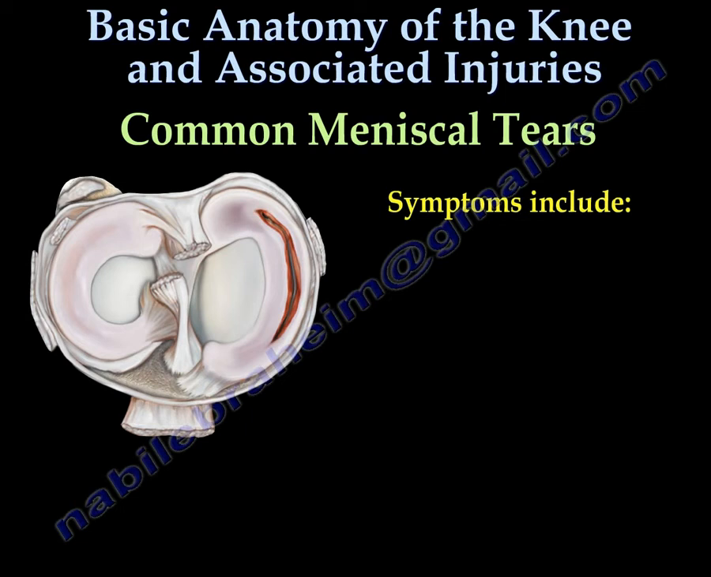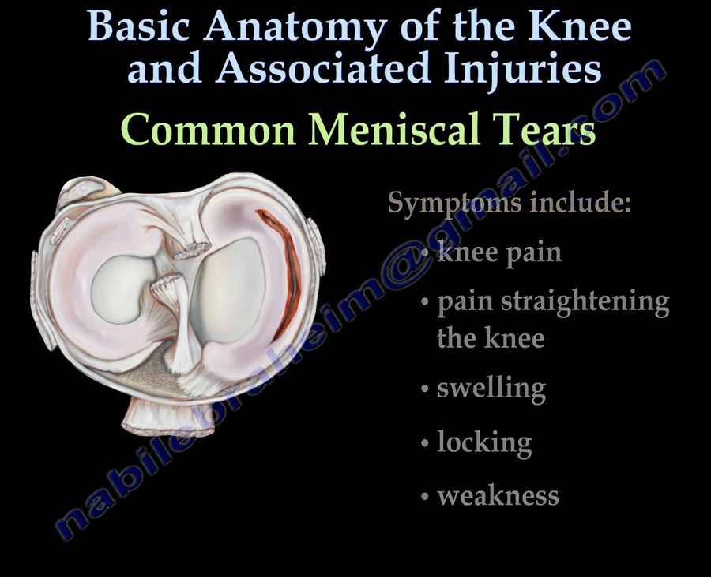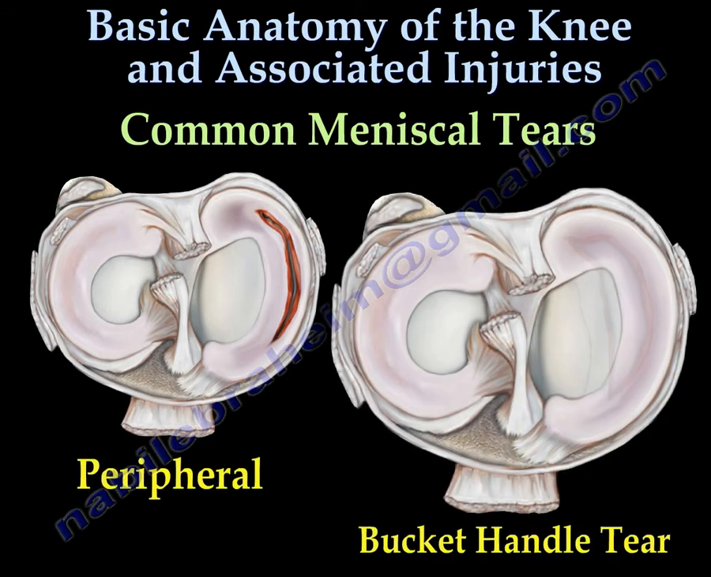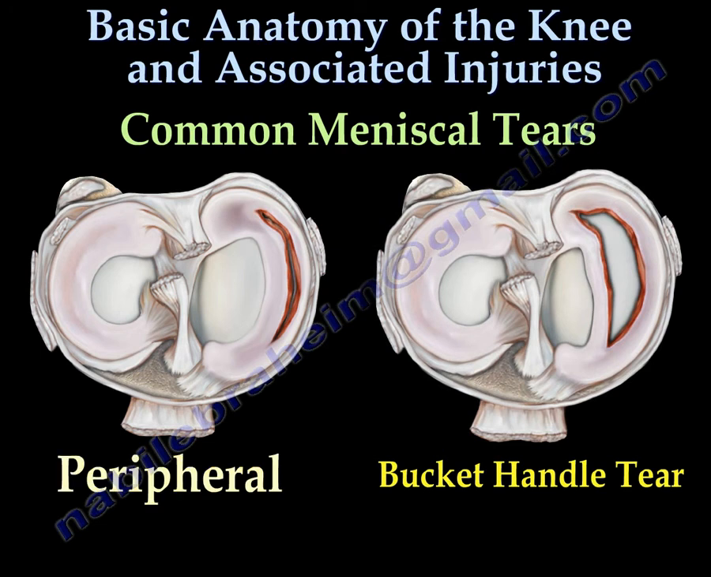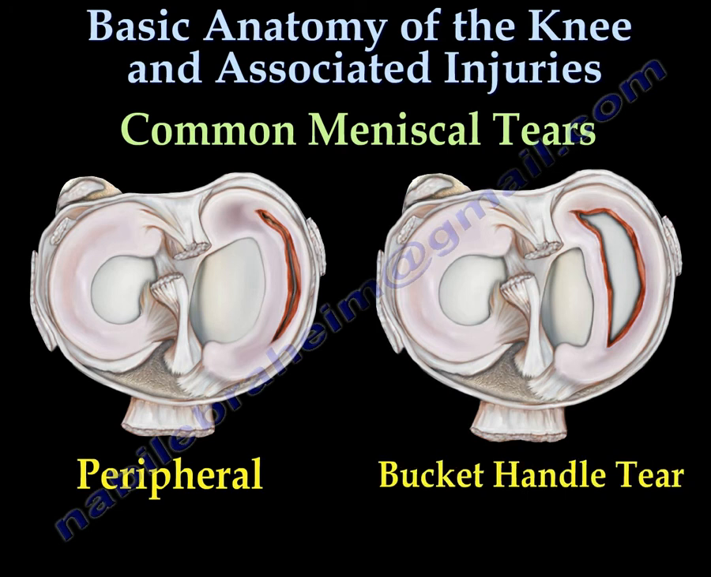Symptoms of meniscal tears include knee pain, pain when straightening the knee, swelling, locking of the knee joint, and weakness. Two common types of meniscal tears include peripheral and bucket-handled tears. Peripheral tears occur in the vascular zone and will usually heal if repaired. Bucket-handled tears generally involve a large portion of the meniscus displaced into the joint, which is usually debrided. Meniscal tears are extremely common knee injuries. With proper diagnosis, treatment, and rehabilitation, patients often return to their pre-injury abilities.